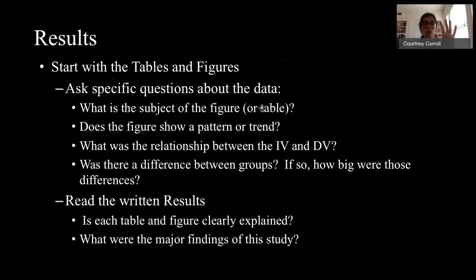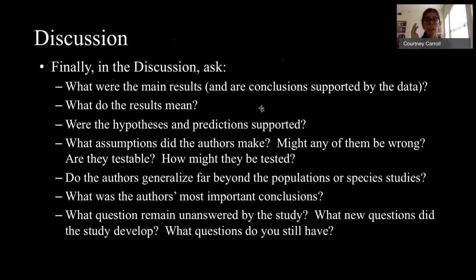Then, once you've summarized the tables and the figures, you then read the written results. Do the authors explain each table and figure clearly? And what were the major findings for each experiment, and how does that fit into their overall hypothesis and the overall goal of their research study? Finally, in the discussion, you want to ask things like, what were the main results, and are the conclusions supported by the data? What do the results mean?